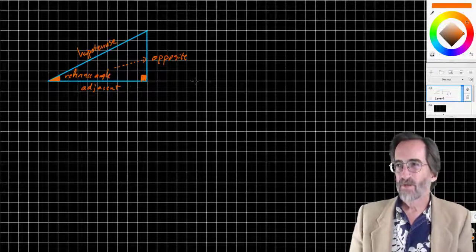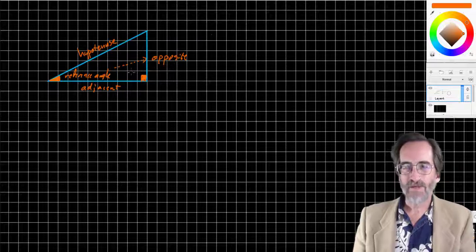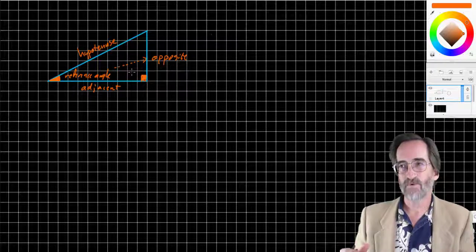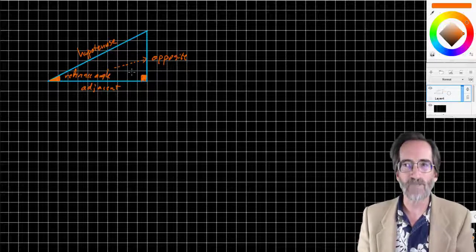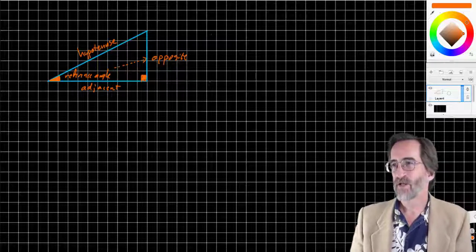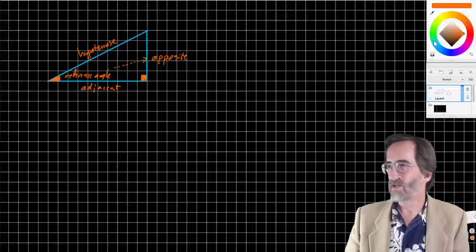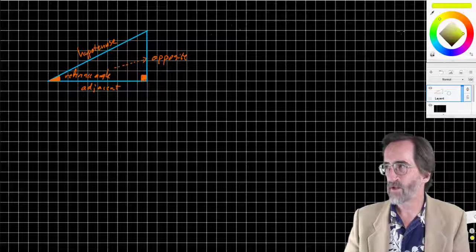So there's how we name the sides. That's the first hurdle to get over. So make sure you are comfortable naming the sides hypotenuse, opposite, and adjacent. Once you have that down, then you need to remember or memorize this mnemonic.